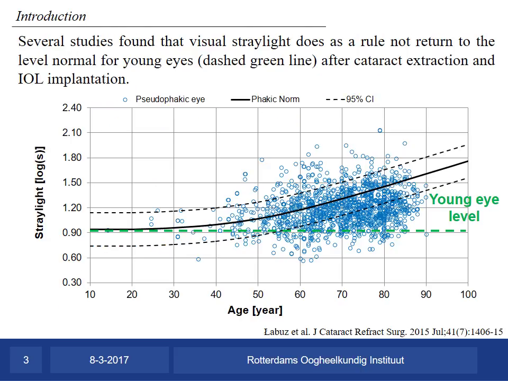Although cataract surgery removes the main source of straylight increase in a cataractous eye, the lens, it's not always the case that straylight comes back to the level of a young eye after surgery. And as you can see in this figure where straylight of the pseudophakic eye versus age is presented, only 8% of pseudophakic patients show straylight levels of the young eye following surgery.